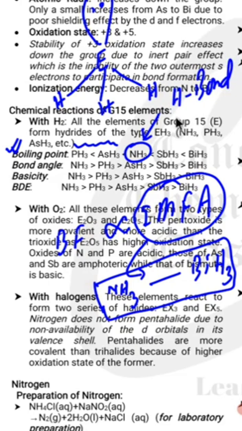In ammonia molecules, there are hydrogen bonds. So due to that hydrogen bond, which is a very strong intermolecular force of attraction, ammonia has higher boiling point than PH3 and AsH3. But ammonia has lesser boiling point than SbH3 and BiH3 because their molar mass is very, very large. Okay, this is very important for examination.